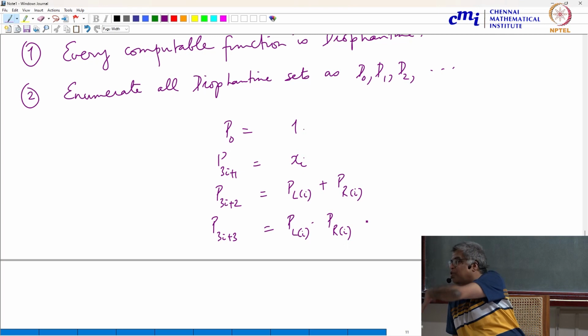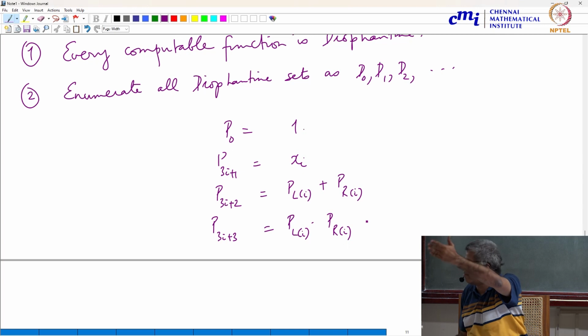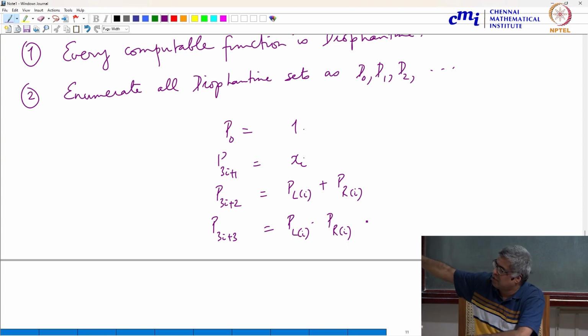Okay, you listed out all polynomials like this. You can convince yourself that all polynomials will appear as Pi for some i, but only polynomials with positive coefficients, because there is nothing negative happening here. I start with a constant 1, then I bring in xi's at every 3i-th step, 3i plus 1st step, and then I add, multiply, etc. You can convince yourself that every polynomial with only positive coefficients can be found somewhere in this list.